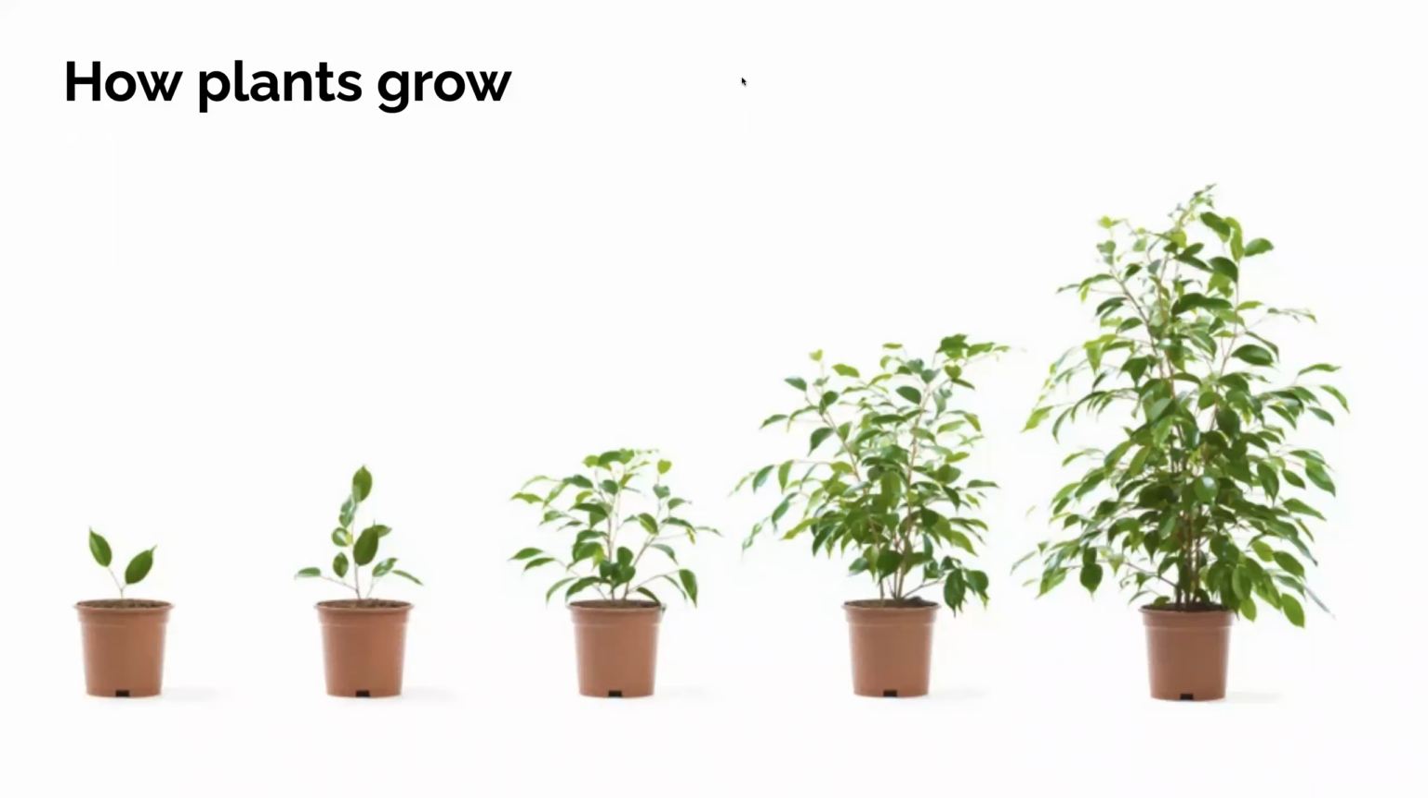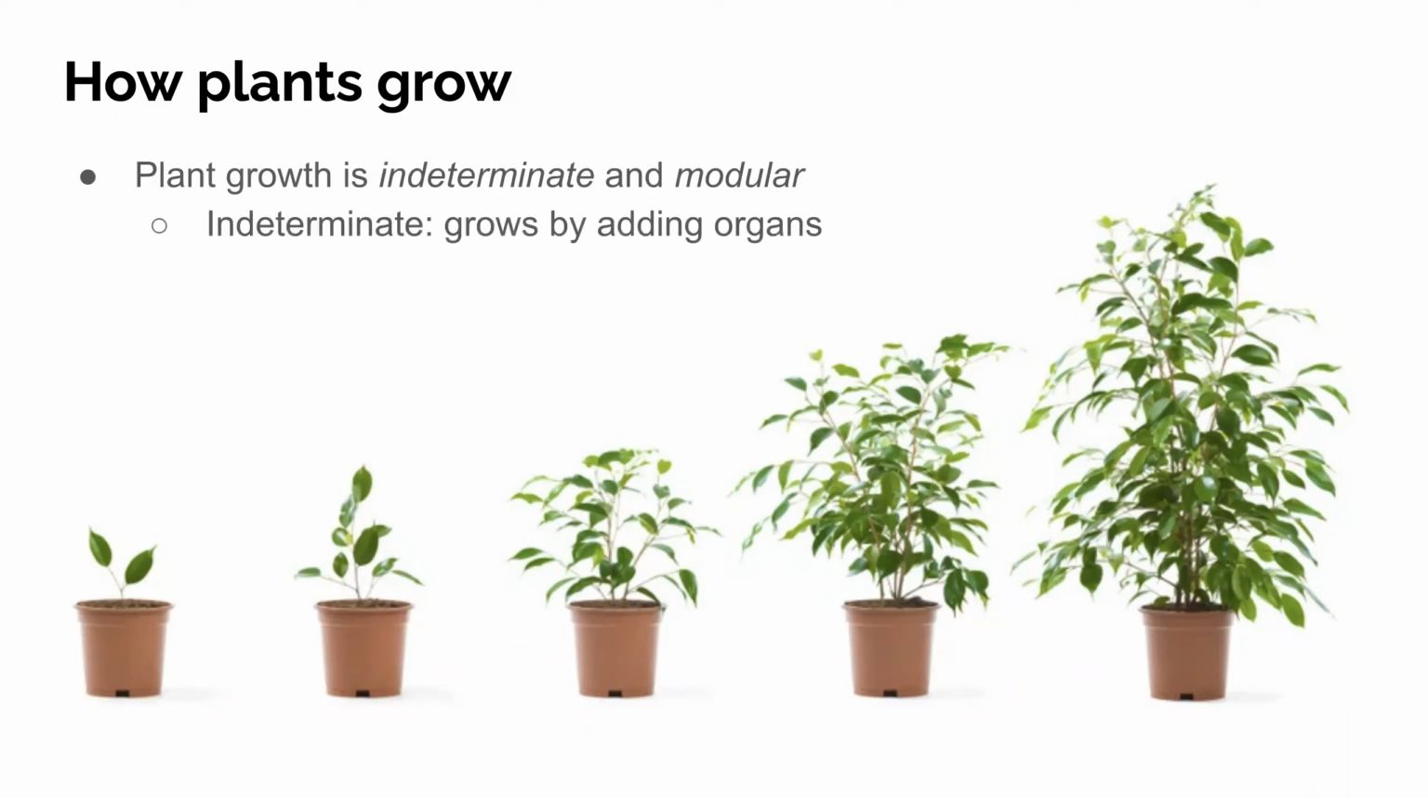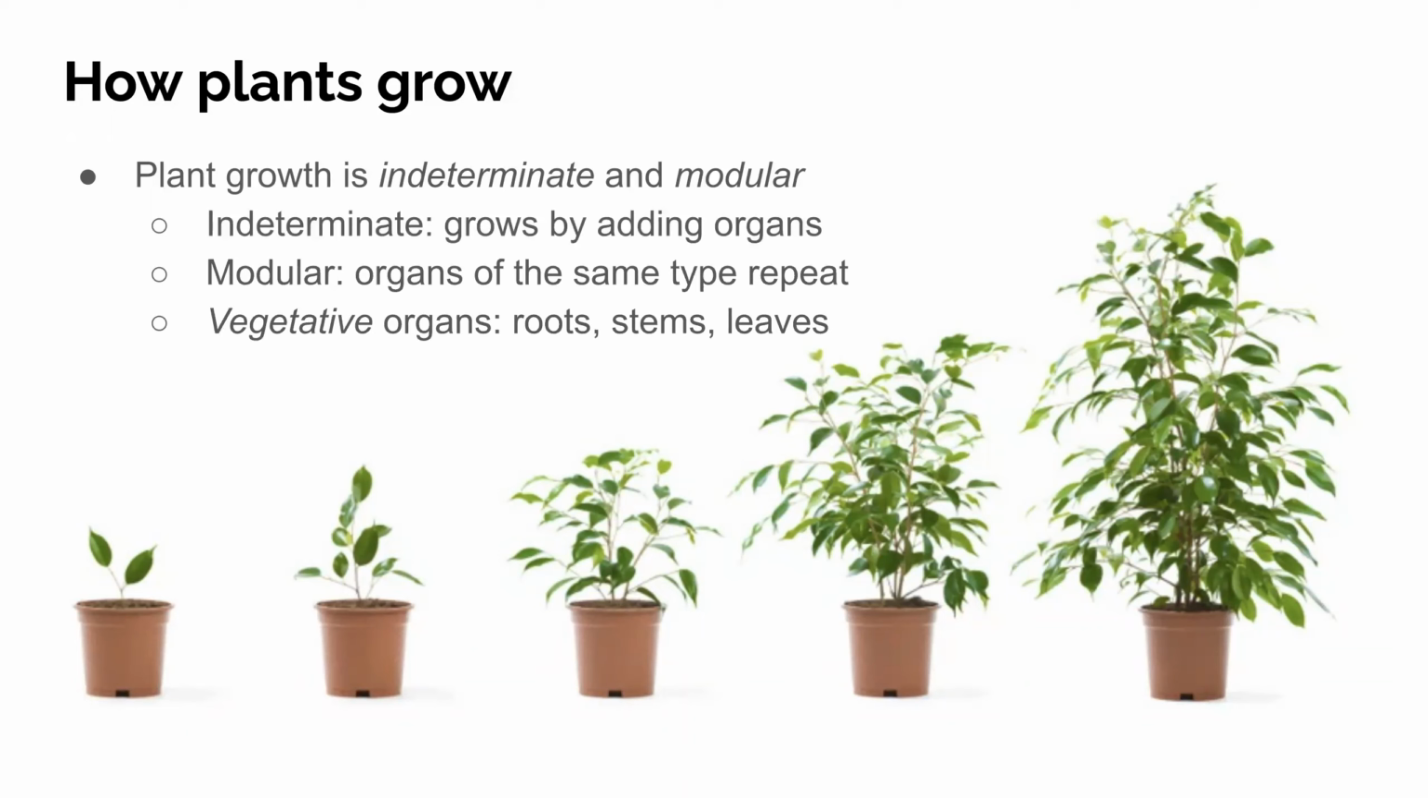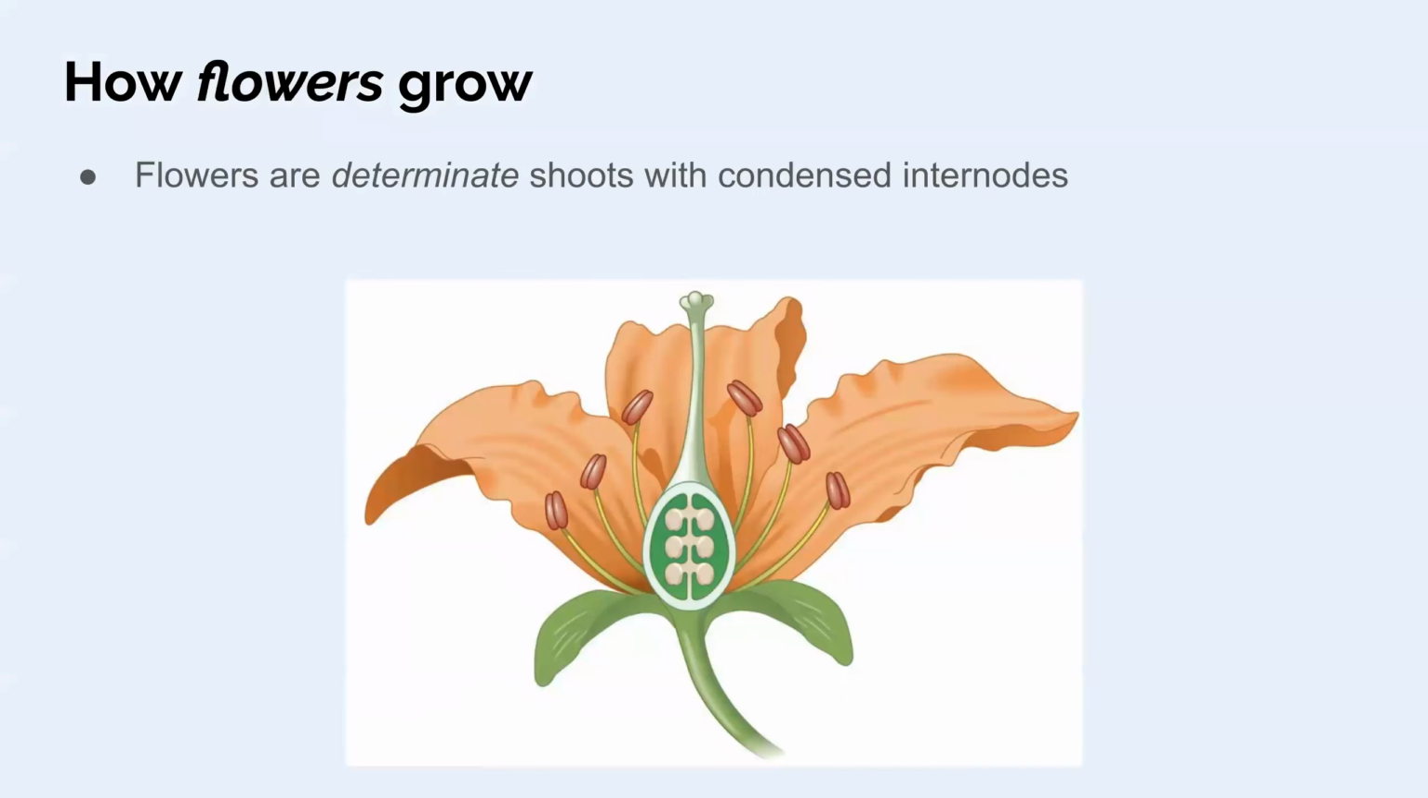So we saw before how plants grow overall. We covered these terms. Plants are indeterminate and modular. They keep growing and they grow by adding organs. And this was an emphasis on vegetative growth, but the same kind of growth also applies to reproductive organs. And just a little bit of a difference. So when we talk about reproductive, we're talking about flowers and the flowering plants.